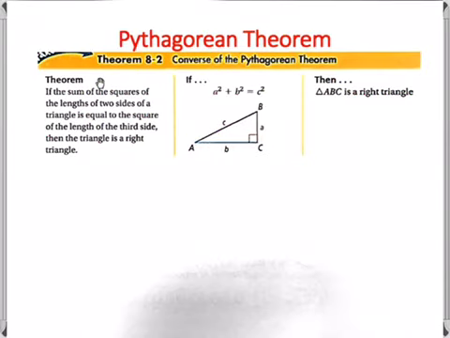Theorem 8.2, converse of the Pythagorean theorem, states that if the sum of the squares of the lengths of two sides of a triangle is equal to the square of the length of the third, then the triangle is a right triangle. So what they're saying here is if you have three sides of a triangle and you don't know if it's a right triangle or not, you can plug those values into the Pythagorean theorem, and if it becomes a true statement, so if a squared plus b squared equals c squared, then what you're dealing with is a right triangle.